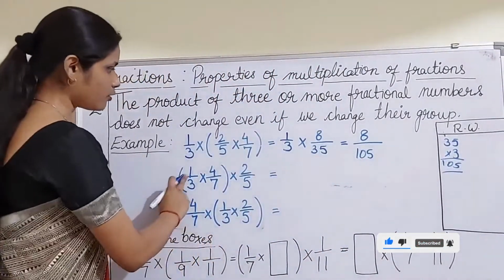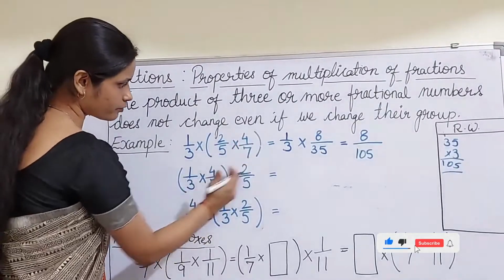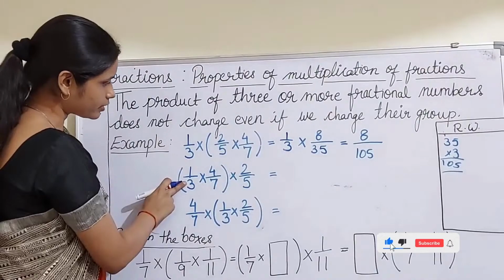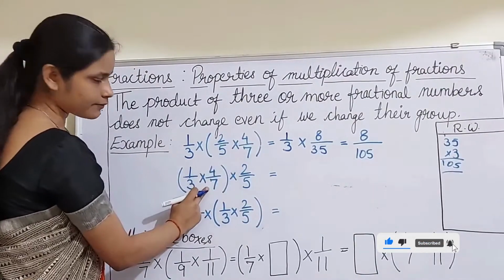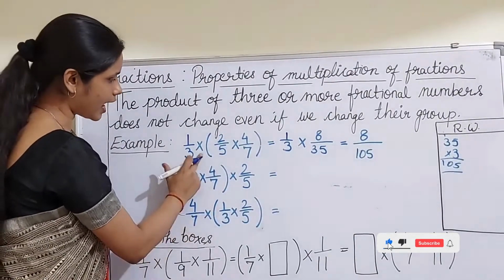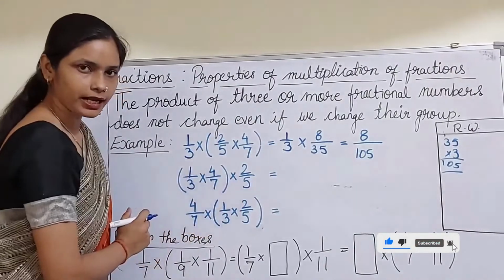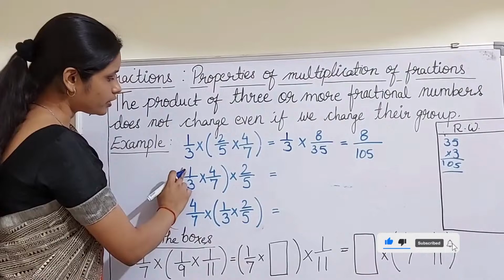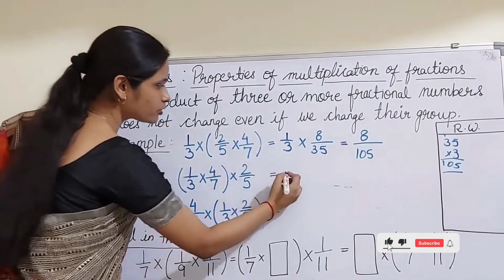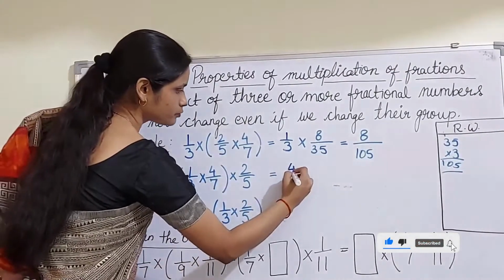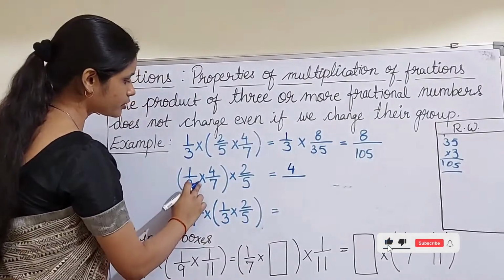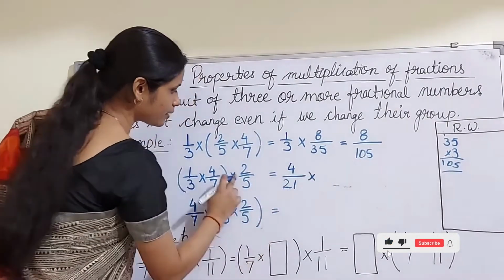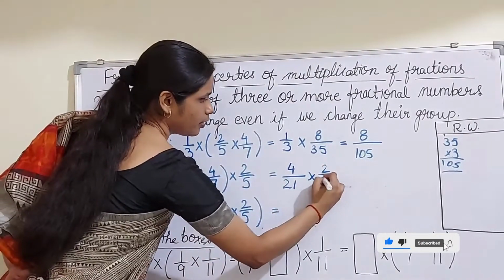Now let us change the grouping of the multiplication and then find the product. This time I have taken 1 by 3, then 4 by 7. Both of these are in the bracket and 2 by 5 is outside of the bracket. Now let us solve this. First we have to solve the bracket. In the numerator we have 1 multiplied by 4, that is 4. In the denominator we have 3 multiplied by 7, 3 7s are 21. Now multiplied by 2 by 5.